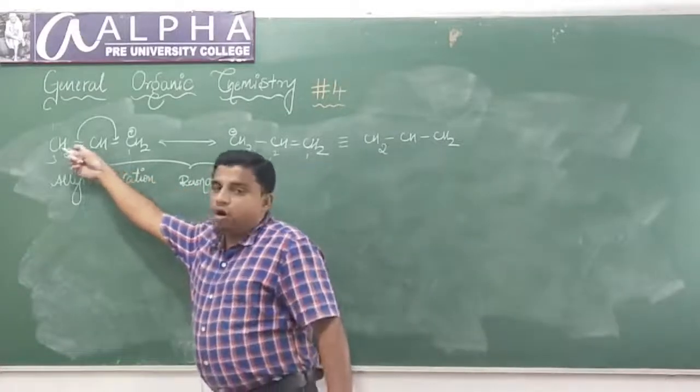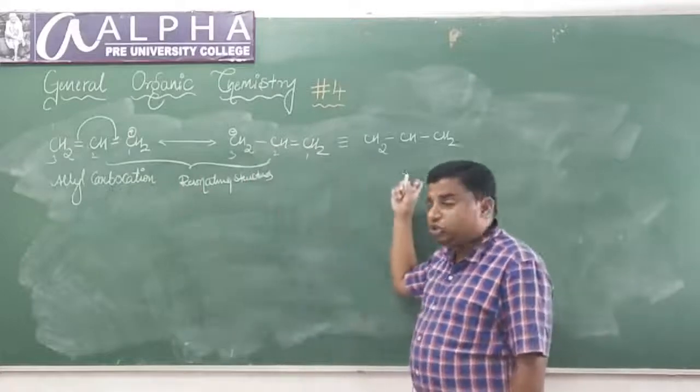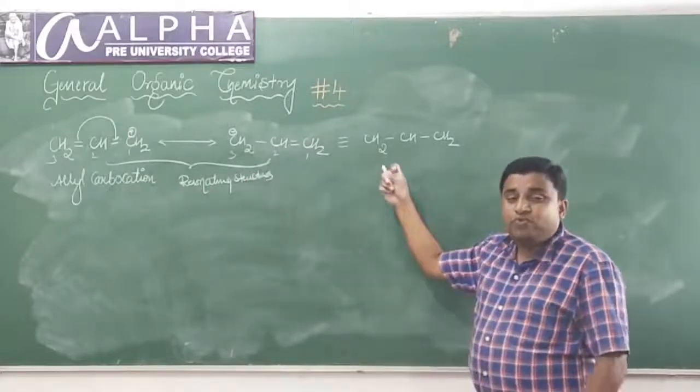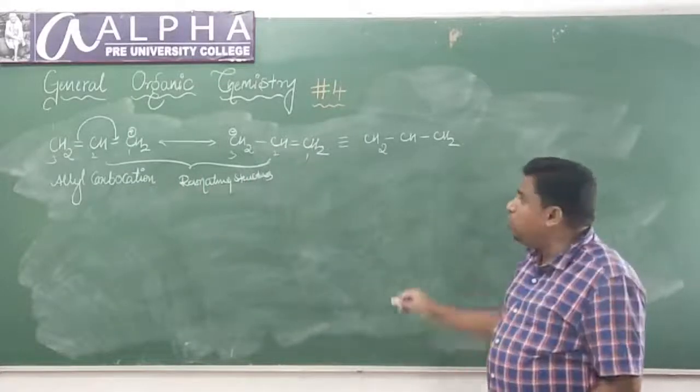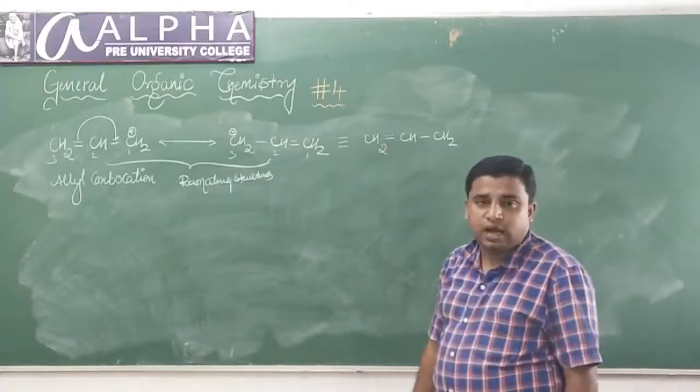Here there is a double bond, here there is a single bond, but these two are not the actual structure. The actual structure contains the bond which is in between single and double bond. I will write it as a partial double bond, like this. I hope it is clear.